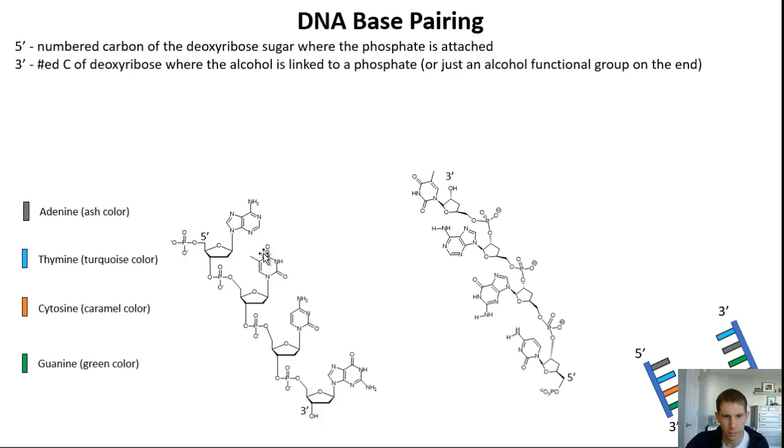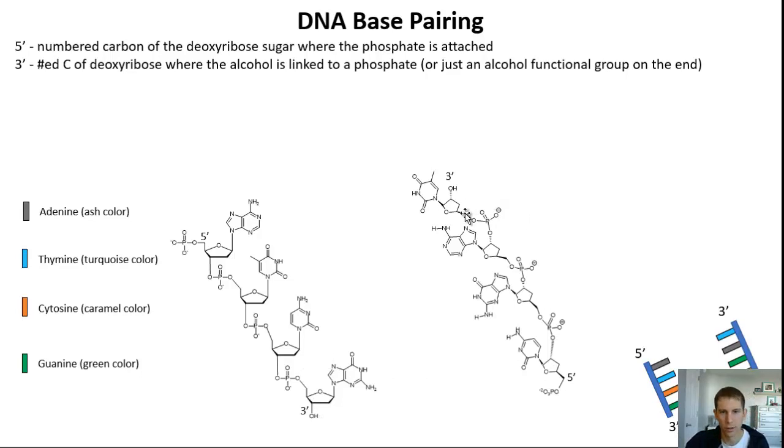And the 3' position is where the alcohol is linked to a phosphate, or we just have the alcohol functional group. So here we have carbon number 1, 2, 3, that's attached to the oxygen. In this case, it's attached to a phosphate. In this case, and that case as well, it's also attached to a phosphate. Here, the 3' position is attached to the alcohol. That is the 3' end, and it will always be attached to an alcohol at the 3' end.